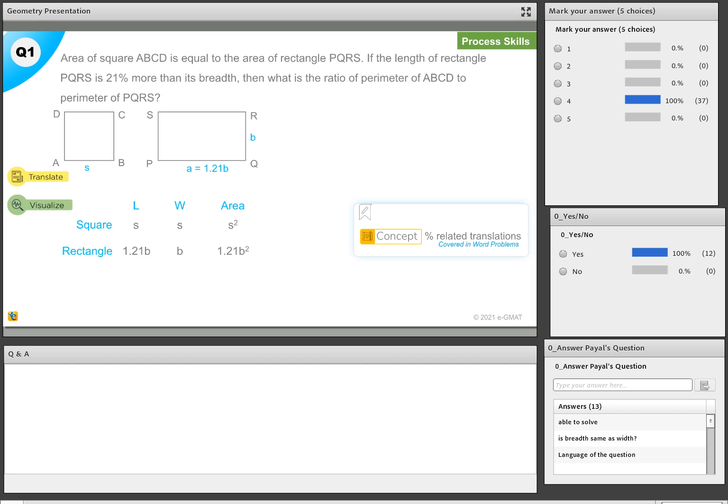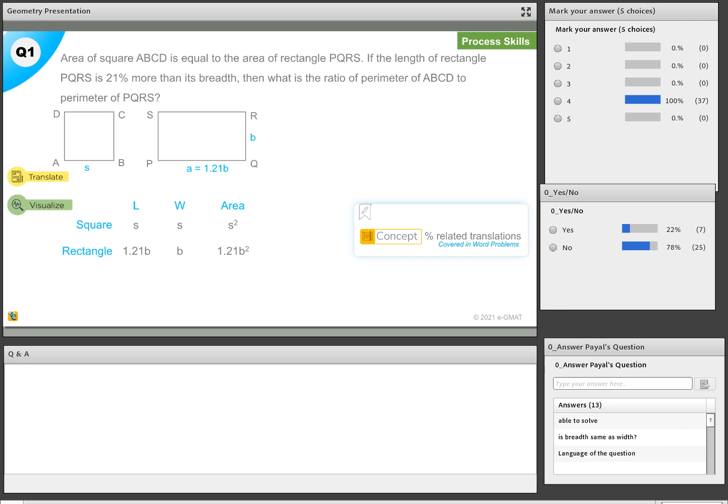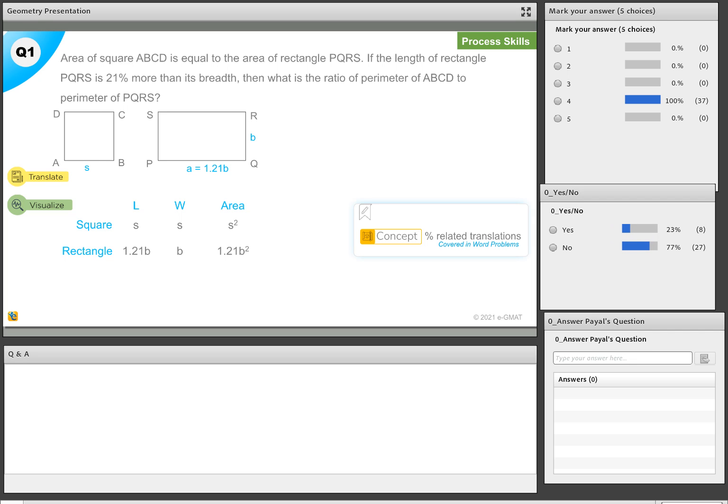What is given to us? Area of the square ABCD is equal to area of the rectangle PQRS. So I simply put my area in the table. Now let me ask you one more question. How many of you actually tabulate the information from the question statement in this manner? Yes or no? Okay, not many of you tabulated. If you don't tabulate the information, what do you do then? You do it mentally, okay, mental math, you draw it out.